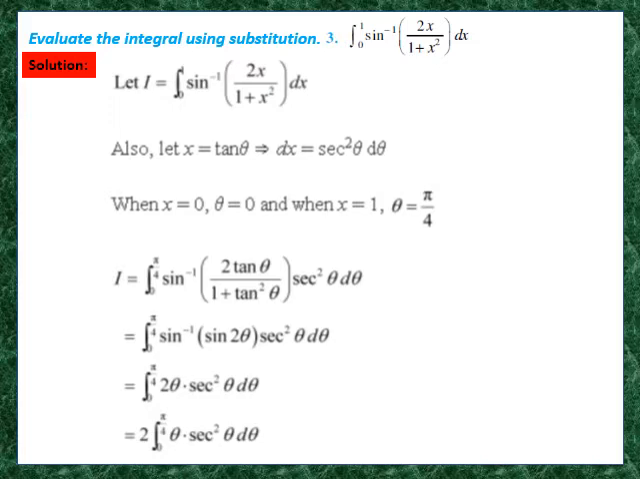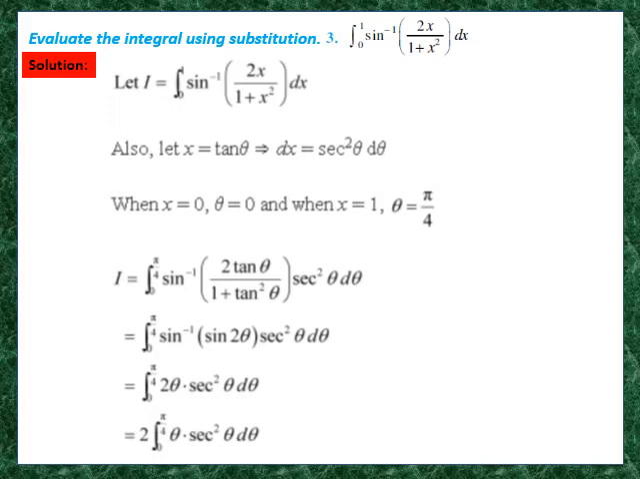Which is equal to integral 0 to pi by 4 of sine inverse of sine 2 theta times sec square theta d theta, because sine 2 theta is equal to 2 tan theta upon 1 plus tan square theta. Clear? So we are getting integral 0 to pi by 4 of 2 theta into sec square theta d theta, which is 2 into integral 0 to pi by 4 of theta sec square theta.